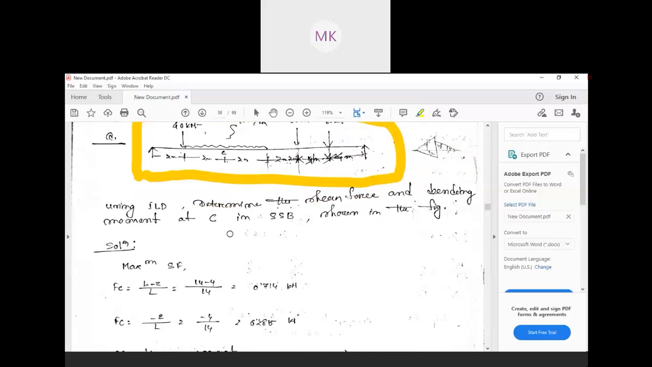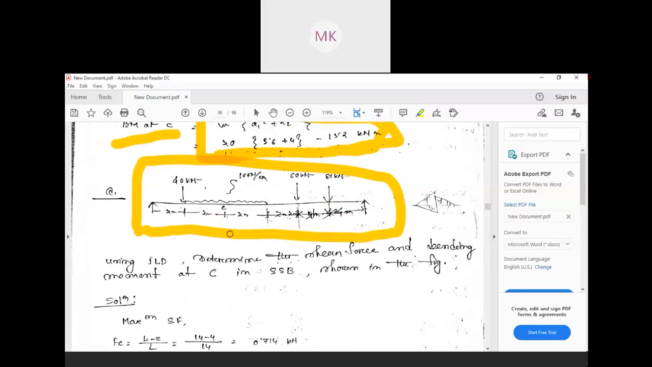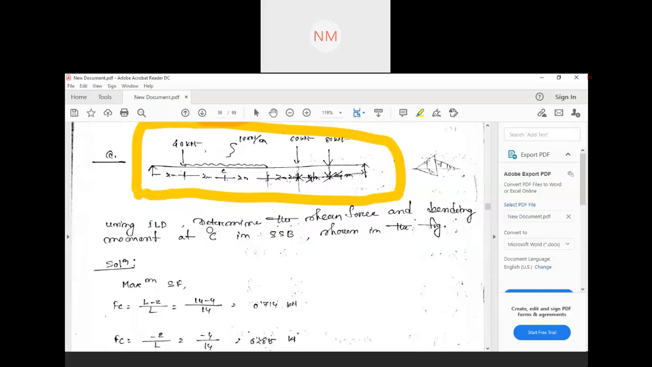So, sir, that means when we are doing this area, we are converting this UDL to a point load at that point. Basically, we are considering every load and converting it to that particular point. Okay, you are saying the correct thing. That means we are converting that UDL to a point load. That's why we have calculated that area, so that we can say what is the impact of that area at that particular point. Okay, understood.